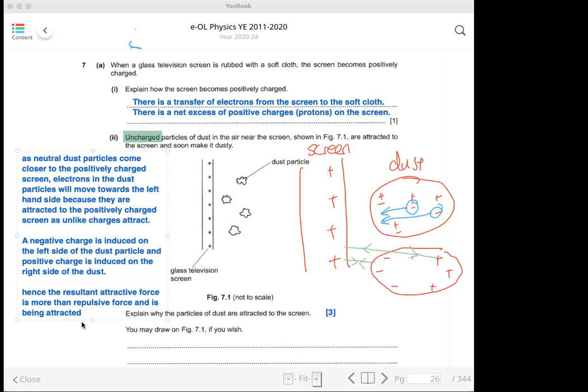Okay, then the last part is the important part that most of you did not mention. Because the distance between the negative charge and the screen is closer, the attractive force is greater compared to the repulsive force. So the attractive force is more than the repulsive force, so the resultant force will be attraction. Okay, is that clear, everyone? If you are clear about this, give me a thumbs up. If you are still confused, give me a no reaction.